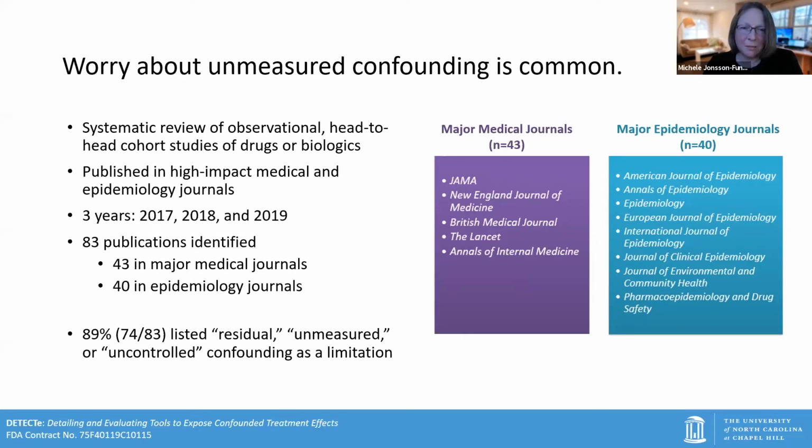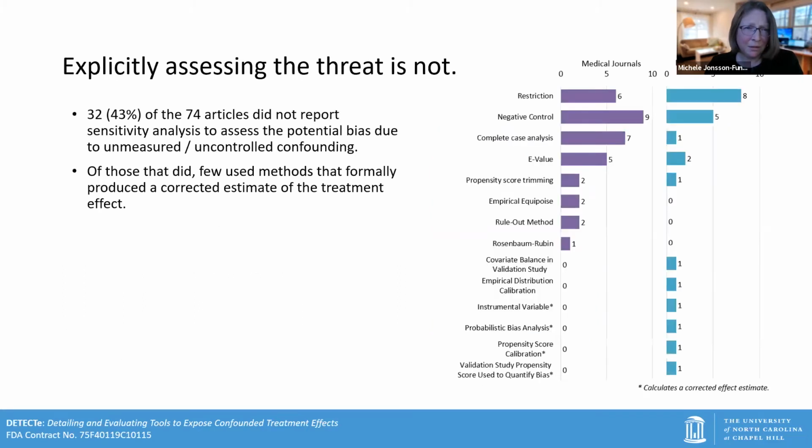In a systematic review of papers published in major medical journals or major epi journals over a 3-year period, almost all of them, 90%, listed some worry about residual, unmeasured, or uncontrolled confounding as a limitation. So great, we're all aware that we should be thinking about this. Next slide. The bad news is we're really not explicitly assessing the threat.